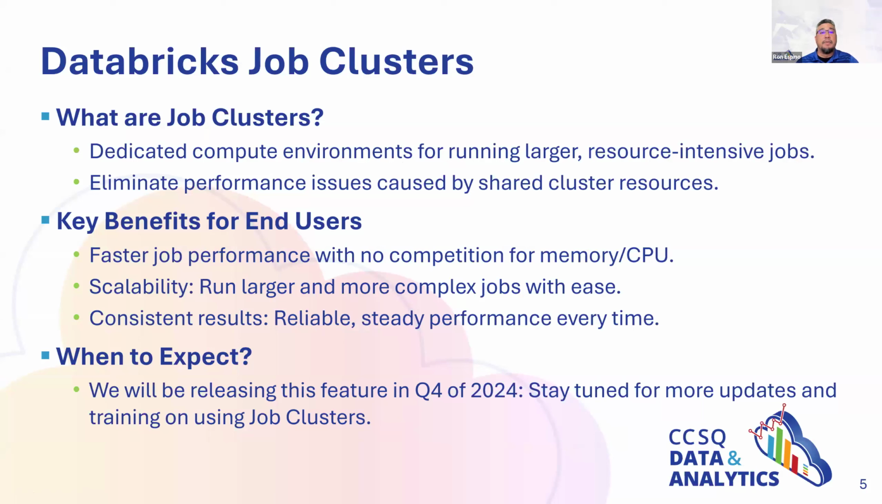Many of you have experienced challenges with our current shared cluster setup. Job slowdowns when multiple users run jobs on the same cluster. Shared resources like memory and CPU can slow down your tasks. Limited scalability: larger jobs may hit resource limits of shared clusters, leading to delays or failures. Unpredictable performance: because resources are shared, job performance can vary, making it hard to predict how long the task will take to complete.